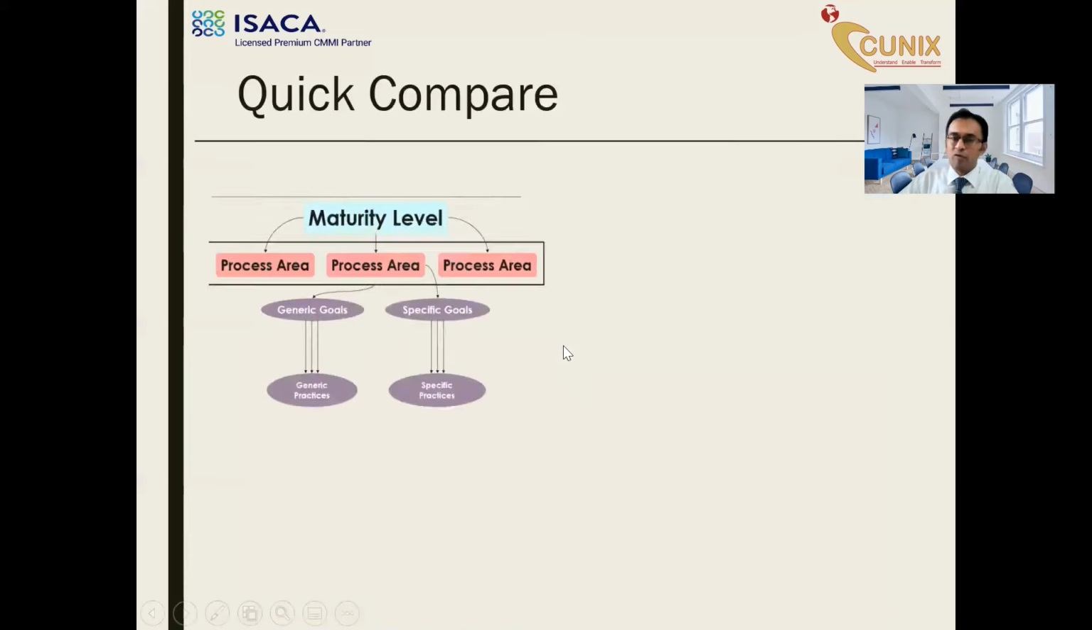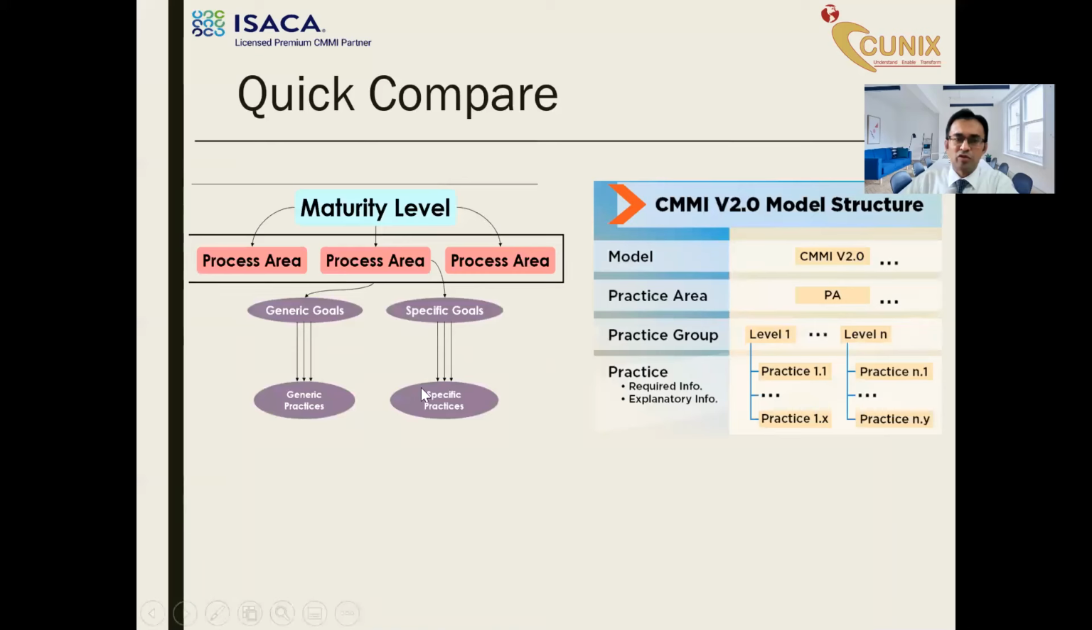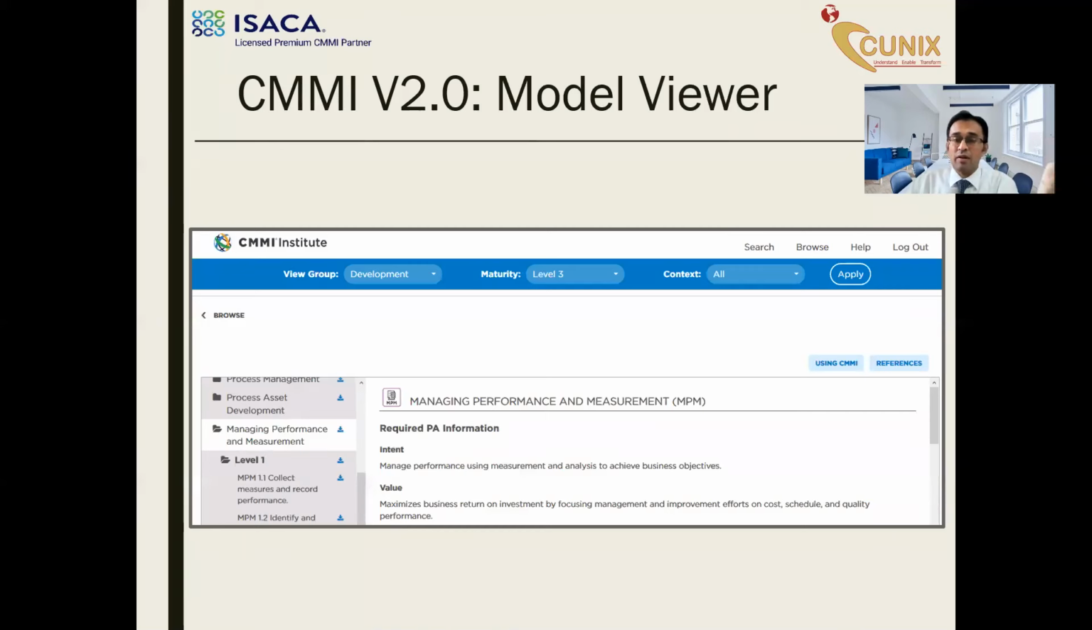Let's move ahead. This was just a quick compare. So this was the earlier one, and this is the flip that I was talking about. So levels inside process areas rather than process areas inside a level. Okay, so that's your comparative stuff. Now, this is the model viewer that I was talking about. Though we are not authorized to open the link itself in front of you, I can share some snapshots. And this is how the model viewer looks like, whenever you buy a license or you get access to it.